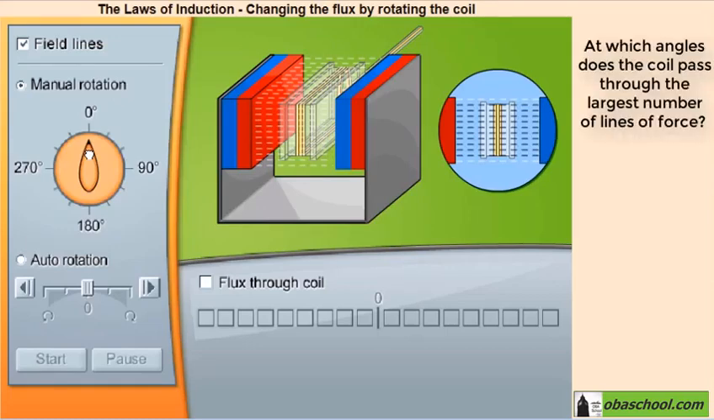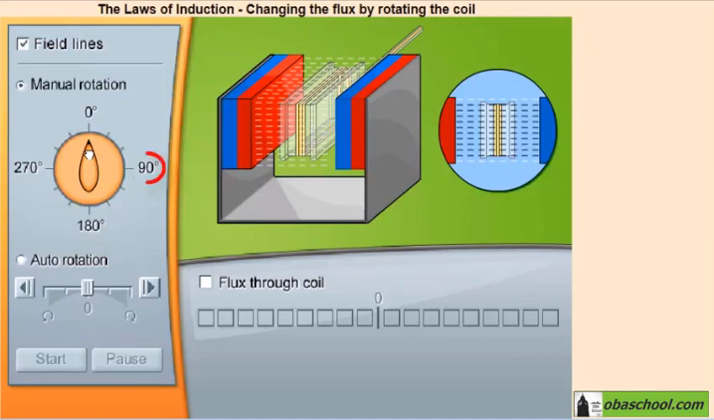So at which angles does the coil pass through the largest number of lines of force? Yes, at the 0 degrees and 180 degrees. And at which angles does the coil pass through the smallest number of lines of force? Yes, at the 90 and 270 degrees.